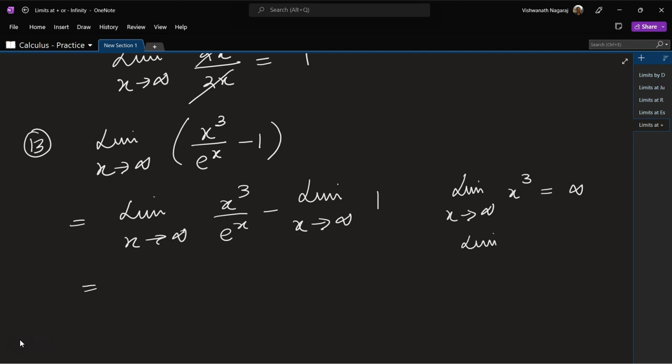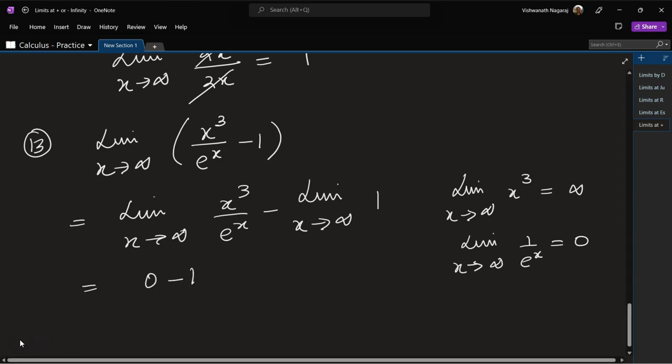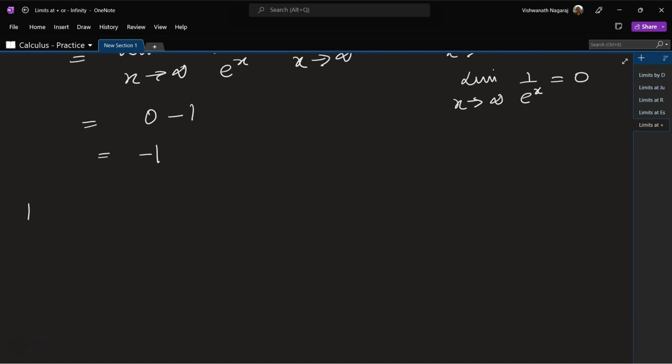Now limit as x approaches infinity of 1 by e to the power of x. So denominator becomes very large. So 1 by a large number is equal to 0, right? So 0 times infinity is 0 minus 1. So this is minus 1. So that is the 13th one.